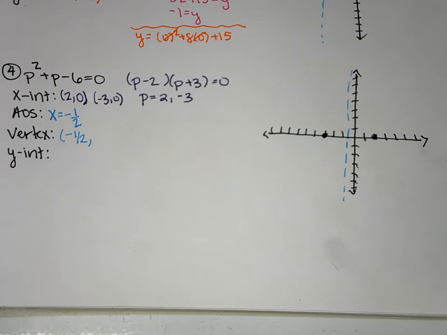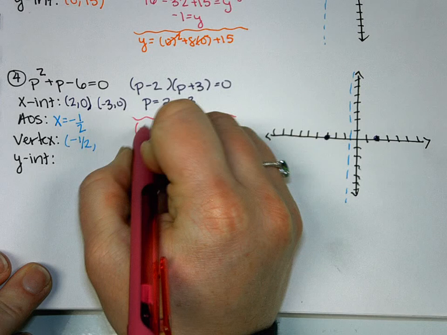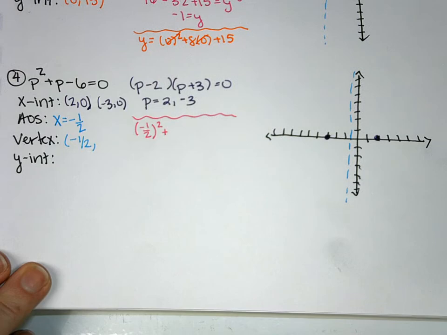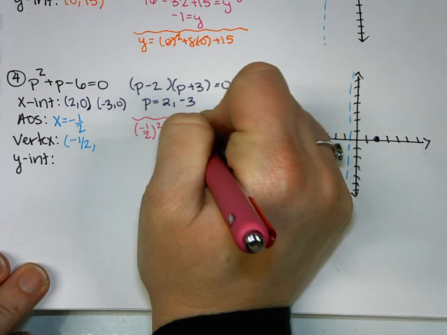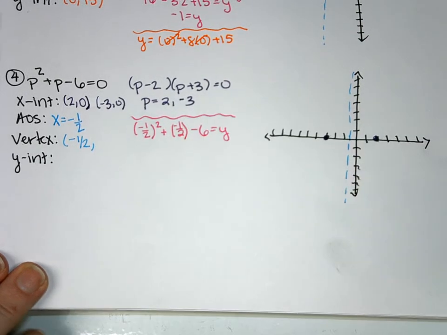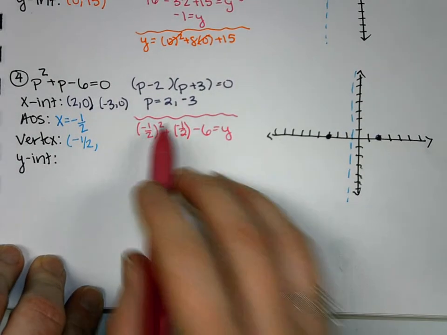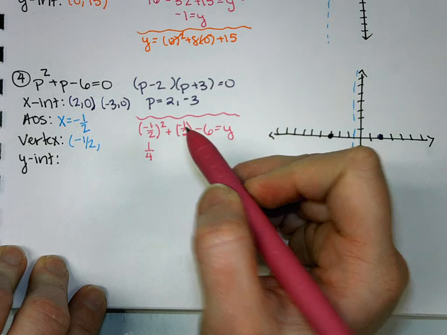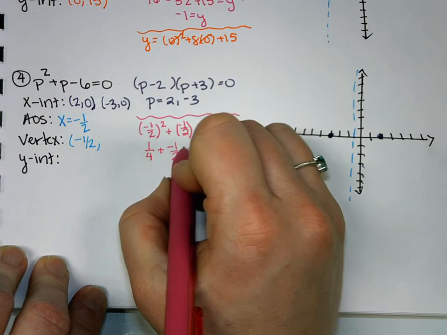So how do we find the y value that goes with it? We plug it in. So we'll have negative 1/2 squared plus negative 1/2 minus 6 equals y. Negative 1/2 squared is 1/4. Using your powers, you can just square the top, square the bottom. Those are your exponent rules. Plus negative 1/2 minus 6.